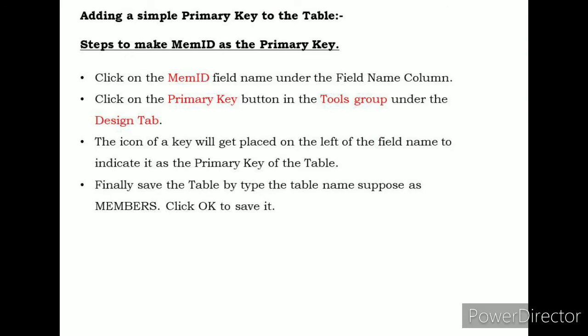So here are the steps. Click on the member ID field under the field name column. Click on the primary key button in the tools group under the design tab. The icon of a key will get placed on the left of the field name to indicate it as the primary key of the table. Finally, save the table by typing the table name, suppose as members in my example. Click OK to save it.